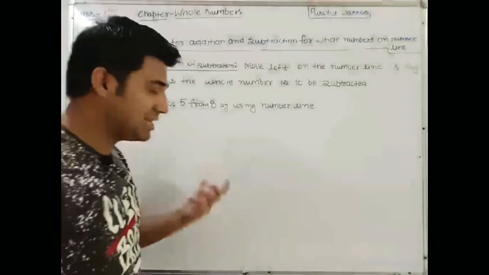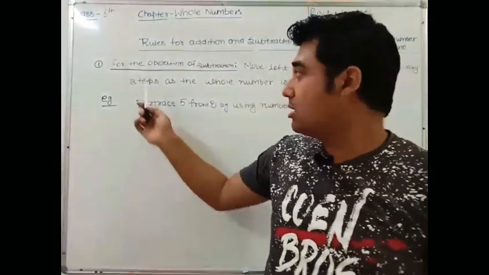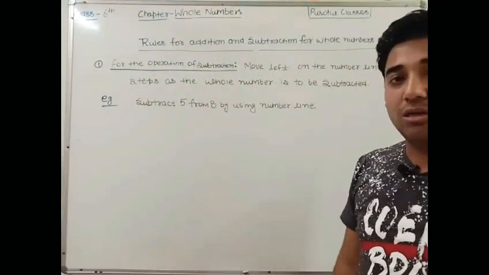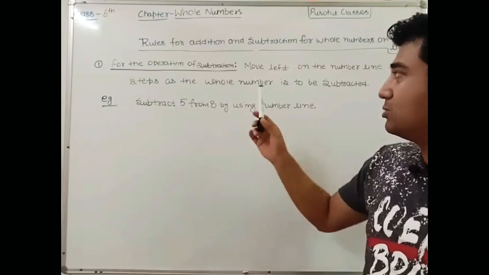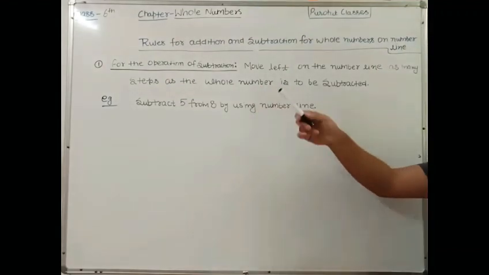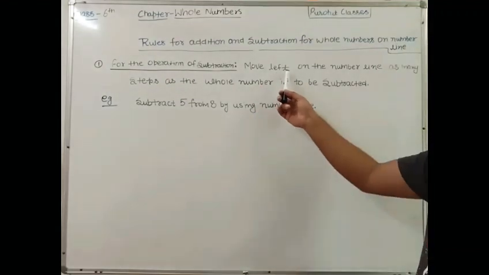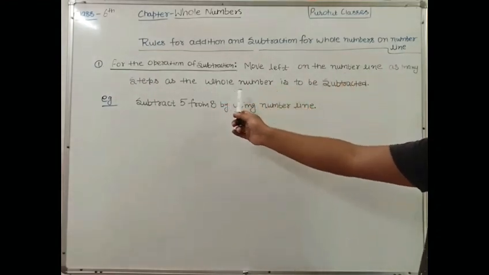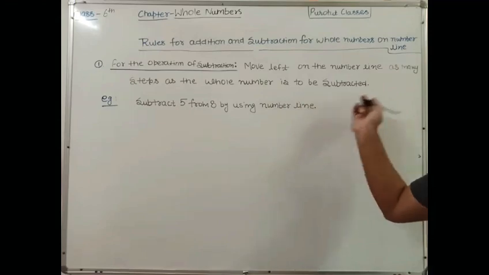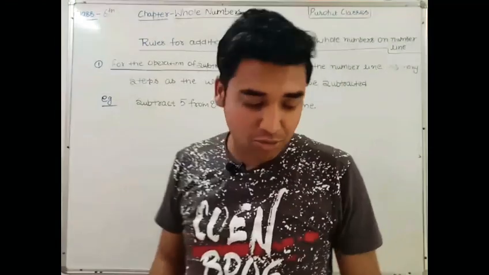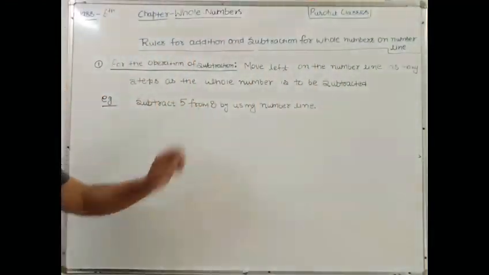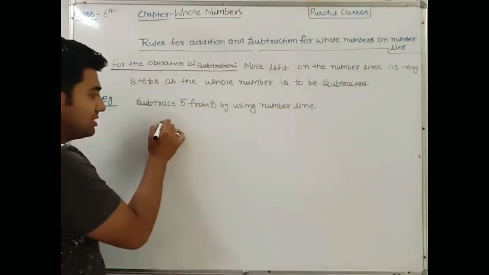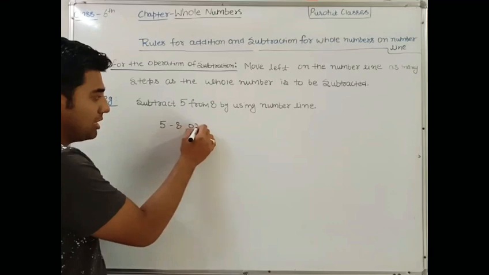Now let's see the second operation, that is the operation of subtraction for whole numbers on the number line, and the rule says move left. This time if we are going to subtract, we will have to move towards the left on the number line as many steps as the whole number is to be subtracted. For example, we have to subtract 5 from 8. First we will convert this into mathematical form. So tell me what would be the answer. This will be 5 minus 8 or 8 minus 5.